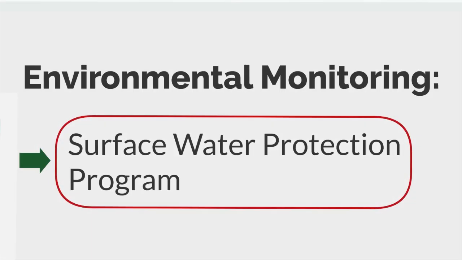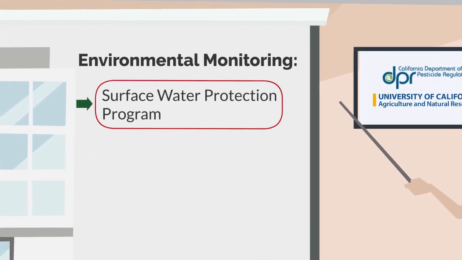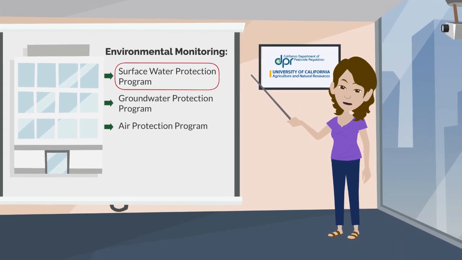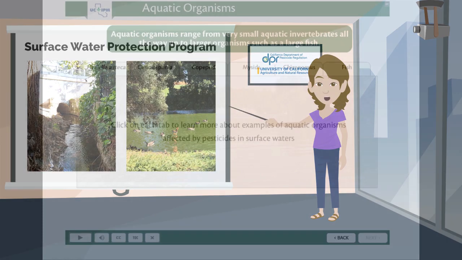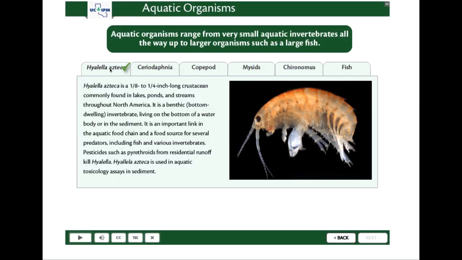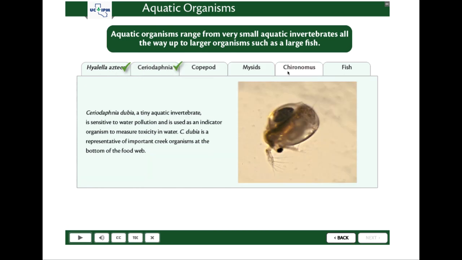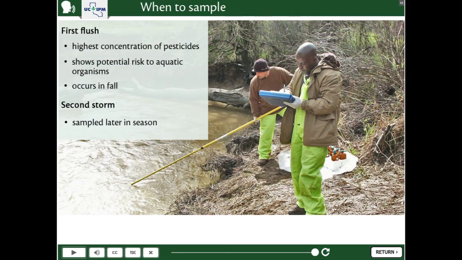Module 2 provides an introduction to the Surface Water Protection Program, part of the Environmental Monitoring Branch of the California Department of Pesticide Regulation. Learners can select the order in which they learn about 6 different aquatic organisms affected by certain pesticides before they get to a section on surface water sampling methods.